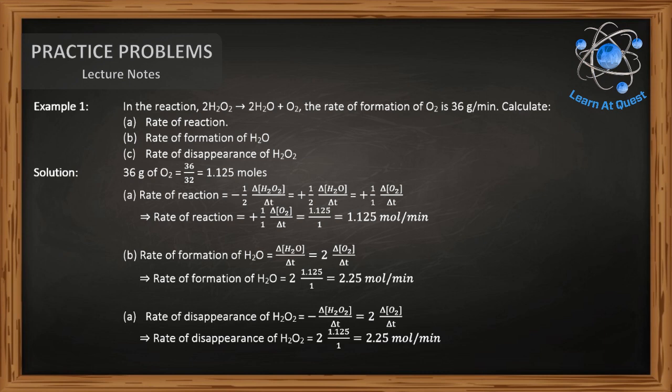Hence, the rate of the reaction is 1.125 moles per minute in the first subpart. The rate of formation of water is 2.25 moles per minute, which is the second subpart. And the rate of disappearance of H2O2 is 2.25 moles per minute.